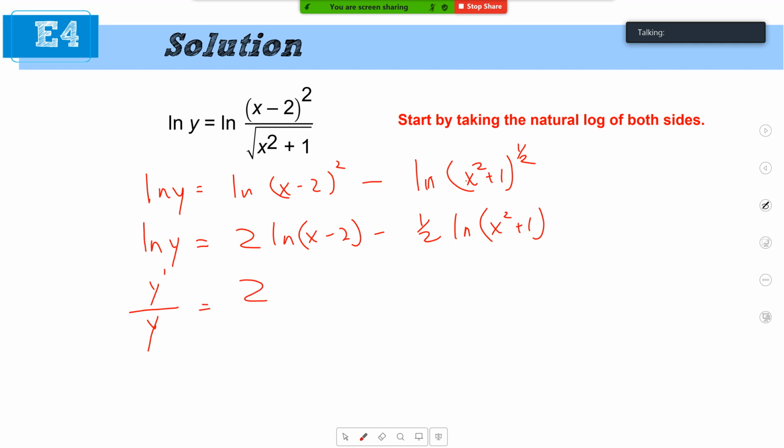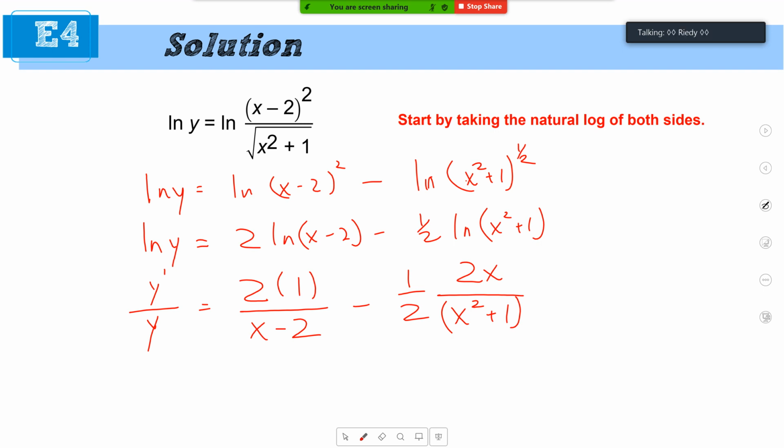Okay. 2 times 1 over x minus 2. Derivative of x minus 2 is 1 over x minus 2. Minus 1/2 times 2x over x squared plus 1. Any problems there?